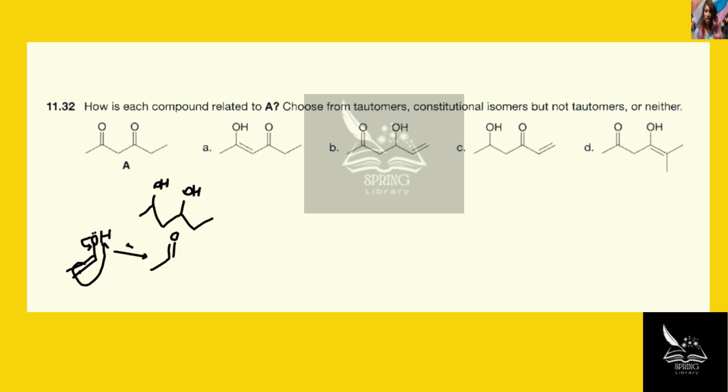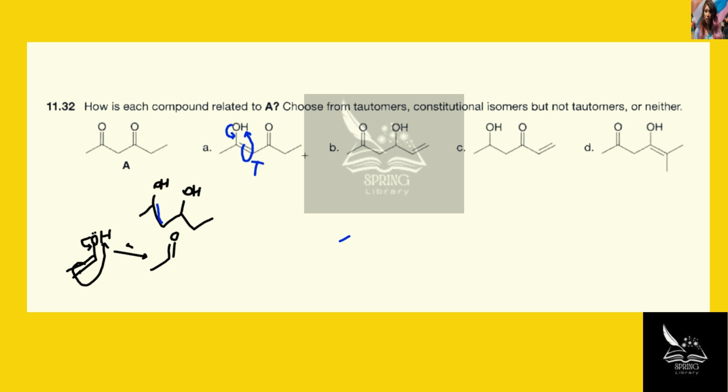So let's look at A. For A, we have the original carbonyl here, but here we have the alcohol, and yes, in fact, we have this double bond here. So yes, this will be considered a tautomer because if we push those electrons down, we would get back the structure A. So A and A are tautomers.